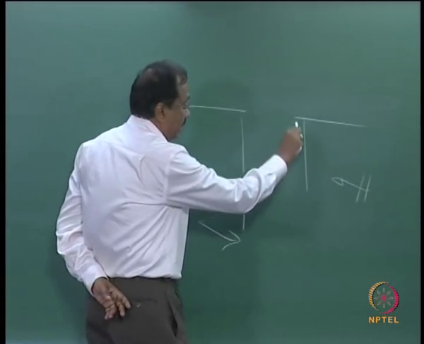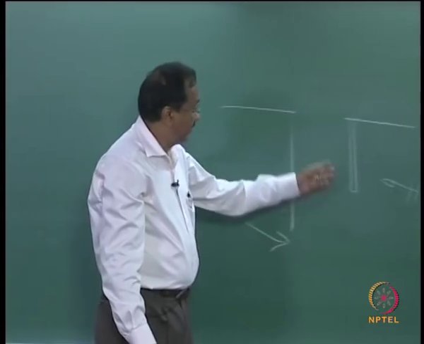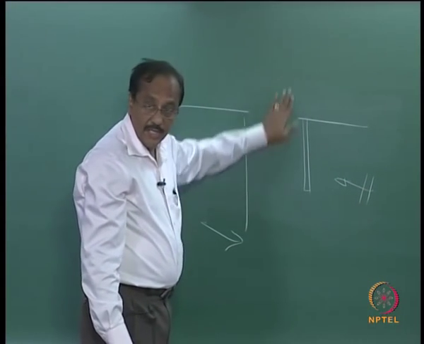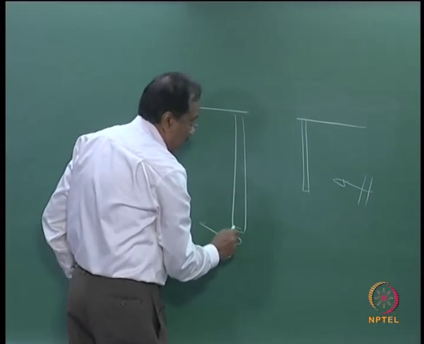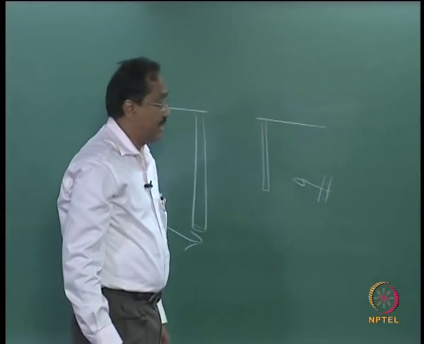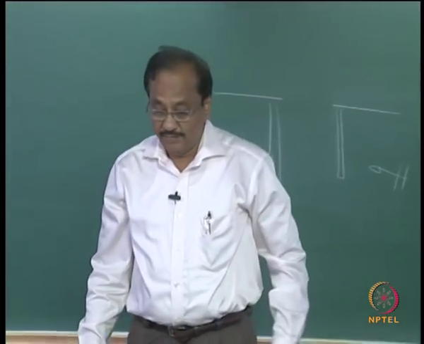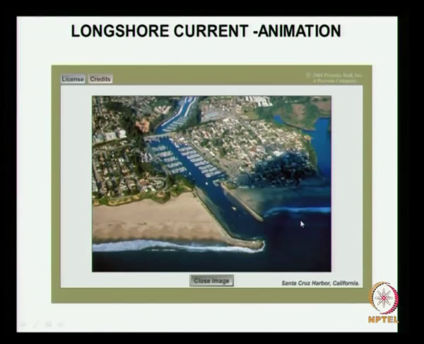So hence, in order to take care of this, you might have to go in for a smaller groin. Otherwise, if you don't have this, this sand will come and deposit here, and this will close. So you have a pair of groins, and this is what is shown in this picture also. You see that the advancement of the shoreline takes place, and you will have the beach formed, and this beach can be used for so many other purposes.